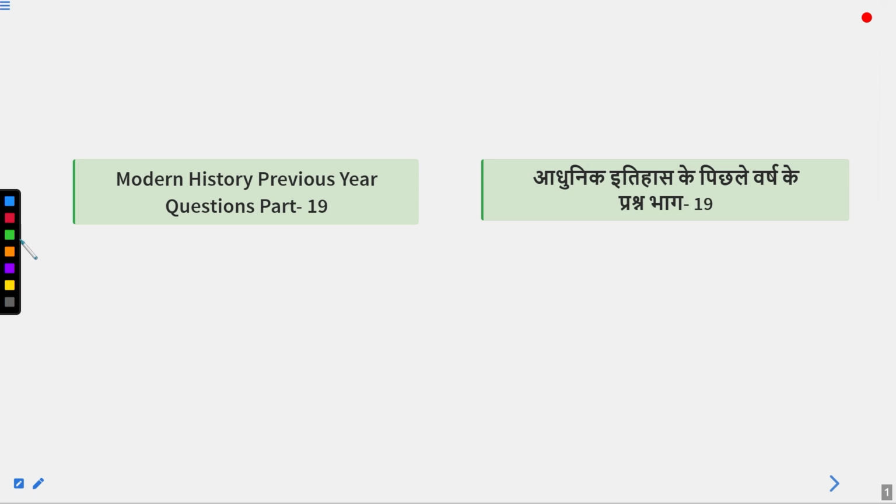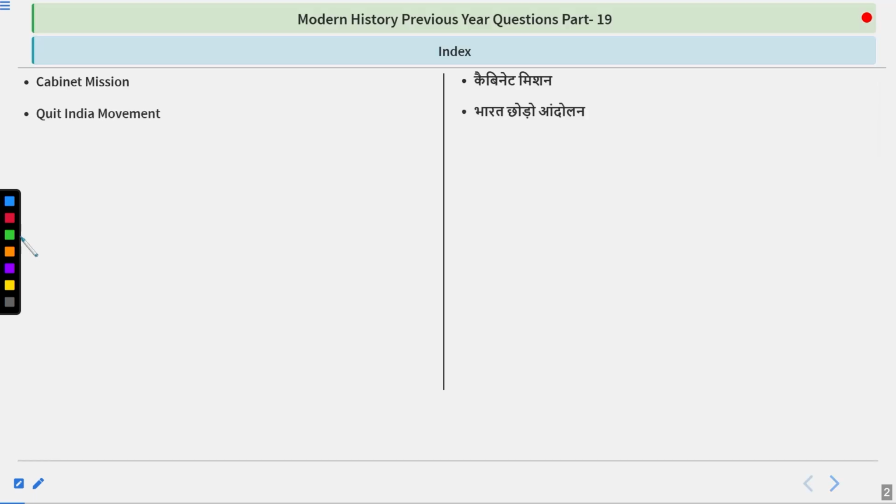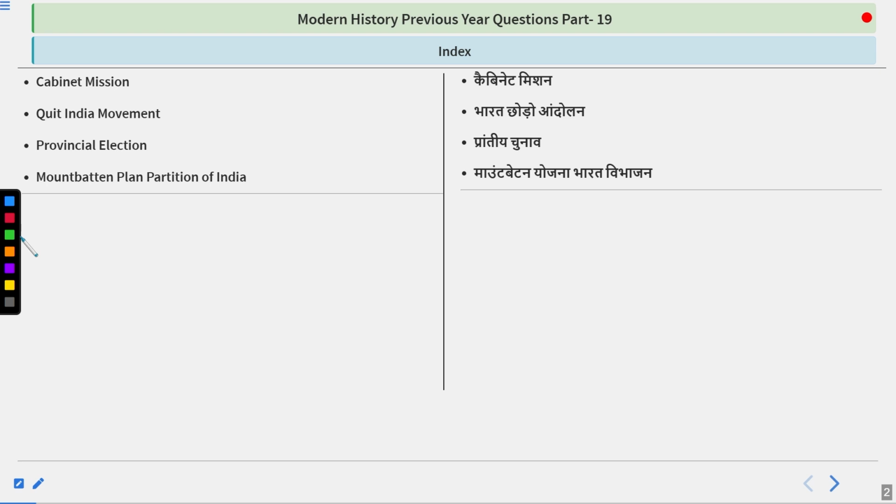So I have got Cabinet Mission, Quit India Movement, Provincial Election, Mountbatten Plan, Partition of India.